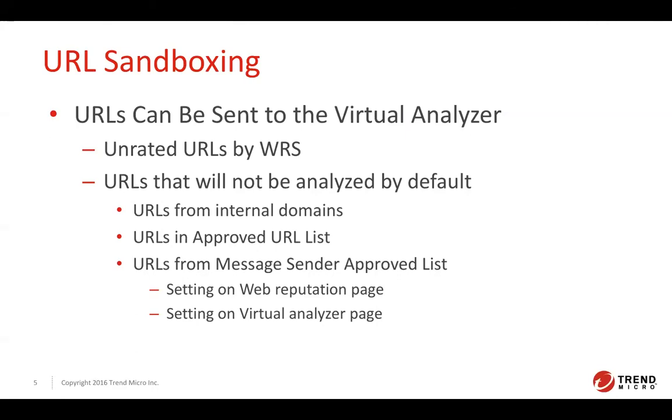So any URLs from internal domains, any URLs in your approved URL list, or any URLs from the message sender approved list, which you can set on the web reputation page and also the virtual analyzer page. So any of those URLs in that bulleted list won't be analyzed by default.